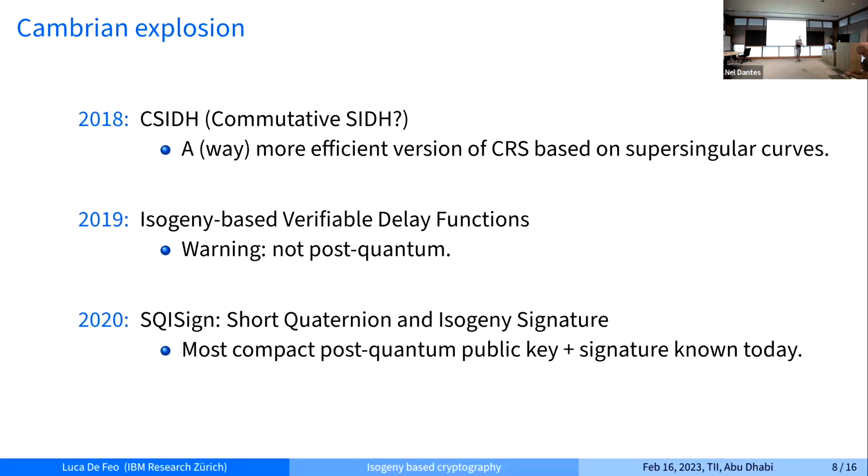So yeah, if you replace ECDSA with SQIsign in Bitcoin, you will get something that's only twice as large, even a little bit less.